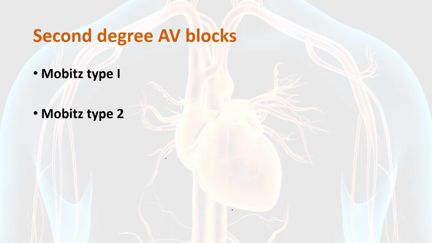Second degree AV block is defined as an occasional non-conducted P wave resulting in a long RR interval. It may either be Mobitz type 1, also called Wenckebach, or Mobitz type 2.